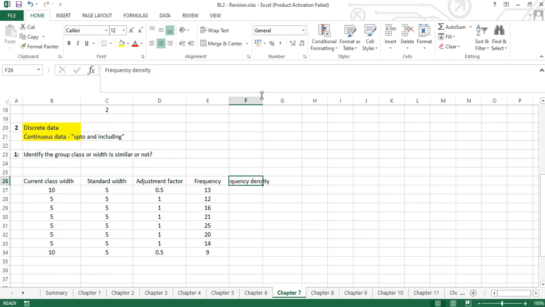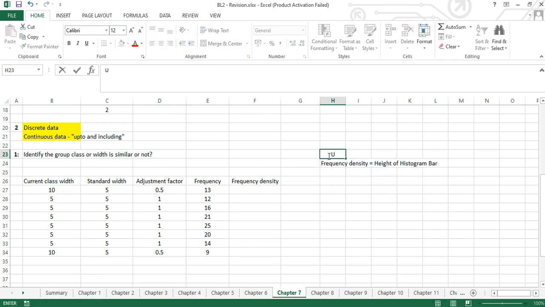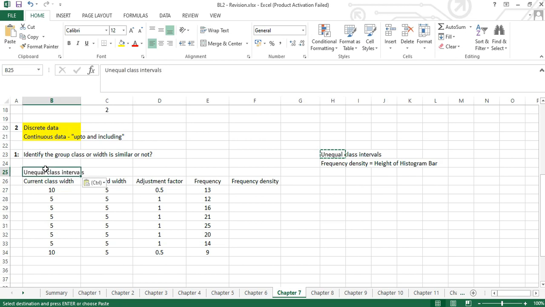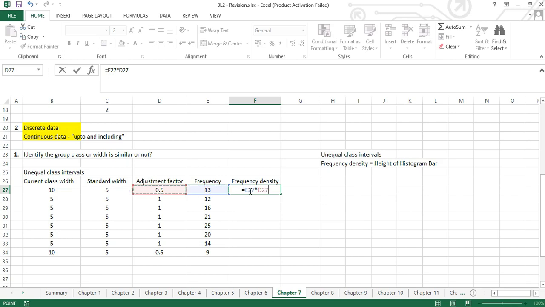Now, frequency density, you may not have heard of this word specifically in your textbook. But frequency density means the height of the histogram bar. If you see chapter 7 and look at the section for unequal class intervals, you will find the frequency density, which shows the height of a histogram bar. So in unequal class intervals, this is an unequal class interval because it's 5 at one place and 10 at another place. Then your frequency density will be, first of all you get your adjustment factor because it's unequal. Now you consider the frequency density, which is frequency multiplied by the adjustment factor.